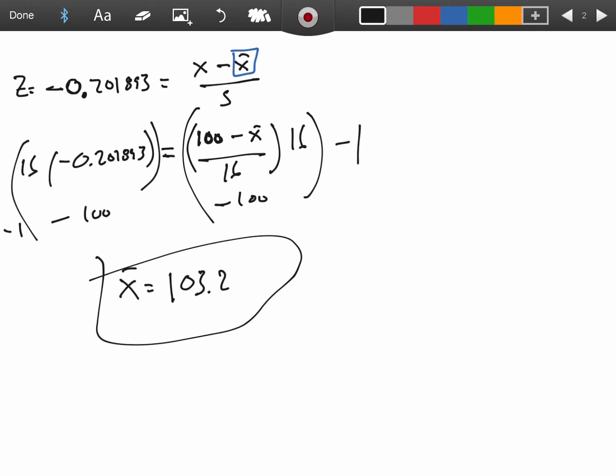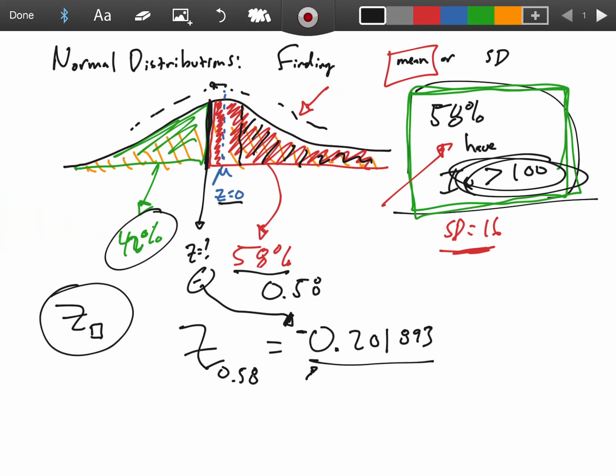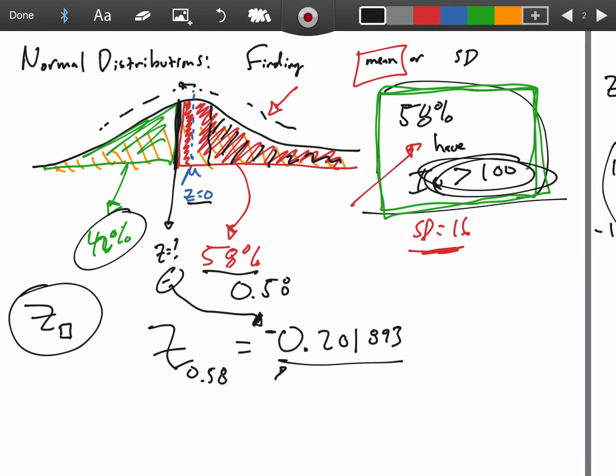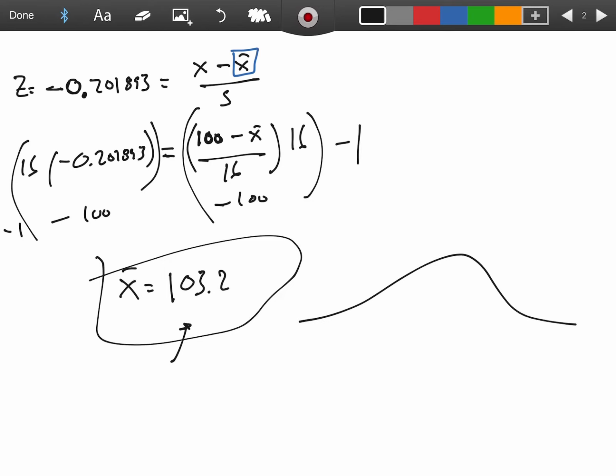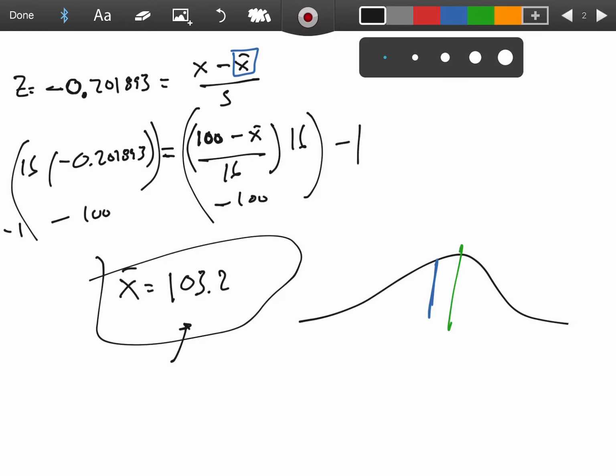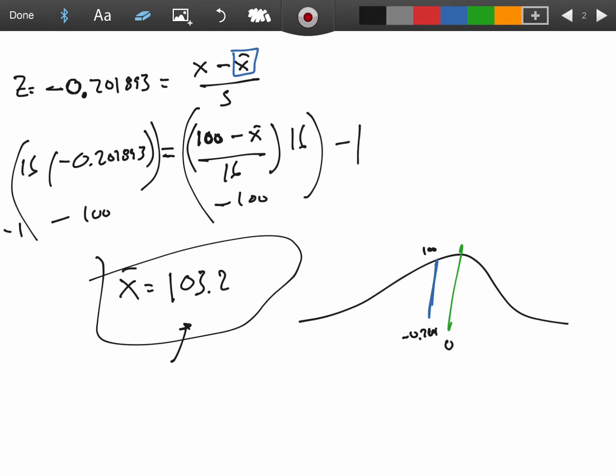And then we can check. We can check and see, does this make sense? Well, here's my distribution. Here's the thing that I'm measuring. Here's the mean. I know that this thing has a value of 100. It has a z-score of negative 0.201. This thing has a z-score of 0. And so it should be just a little bit bigger. The z-score is a little bit bigger. This should be just a little bit bigger, and it is 103.2. Boom. So I know I'm on the right track.